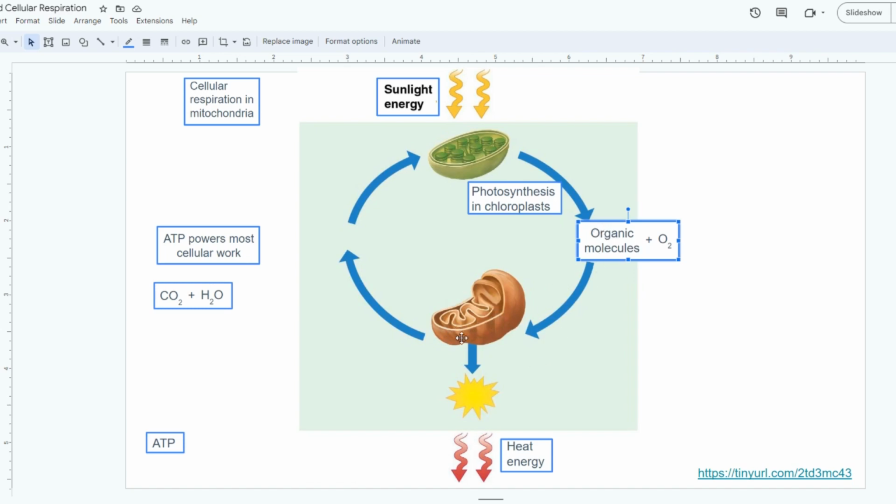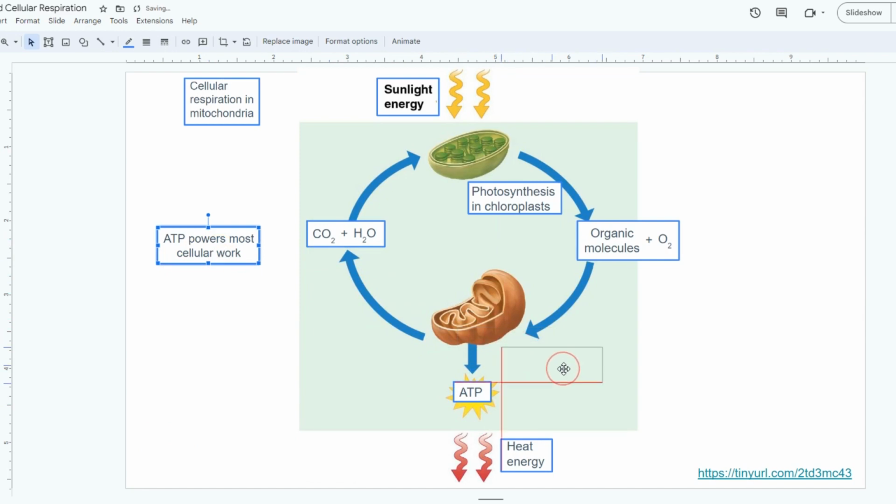Now, we breathe in oxygen and we breathe out CO2, right? And so, how convenient. We breathe this out, and then plants actually breathe in CO2. So, this is a cycle, right? Sunlight is captured by the plants in the form of organic molecules. They pass these organic molecules on to mitochondria, who then utilize them to produce ATP.